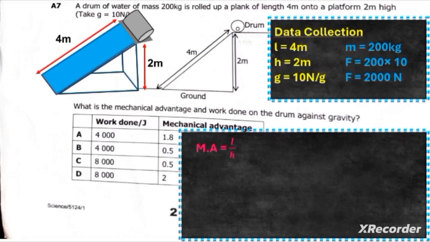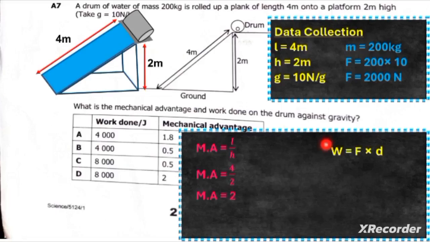What else do we need to have? To find the mechanical advantage, we are going to say mechanical advantage, MA, is equal to length divided by height. So the length is 4 meters, then the height is 2. So 4 divided by 2, we are going to get 2. So the mechanical advantage is equal to 2.